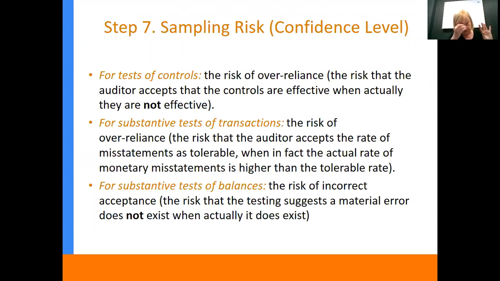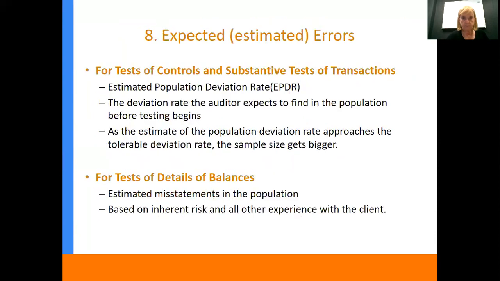We talk of low, medium and high if we're using non-statistical sampling. If we're talking about statistical sampling, we come up with a number. So you might remember from stats, you've got a number that is your sampling risk. With non-statistical sampling, we can't quantify that sampling risk. We only know if it's low, medium or high.